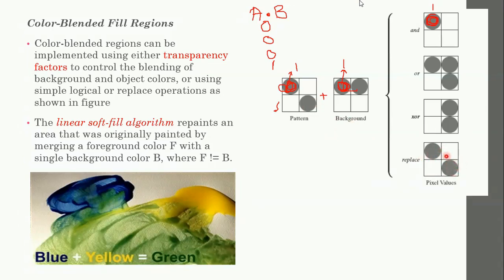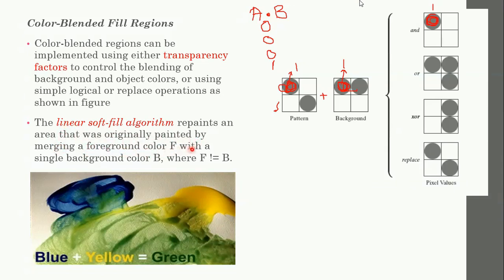Next you have the linear soft fill algorithm, another kind of algorithm. Here we have seen how the logical operation happens, but now let us see how this works. Linear soft fill algorithm. This repaints an area that was originally painted by merging a foreground color.